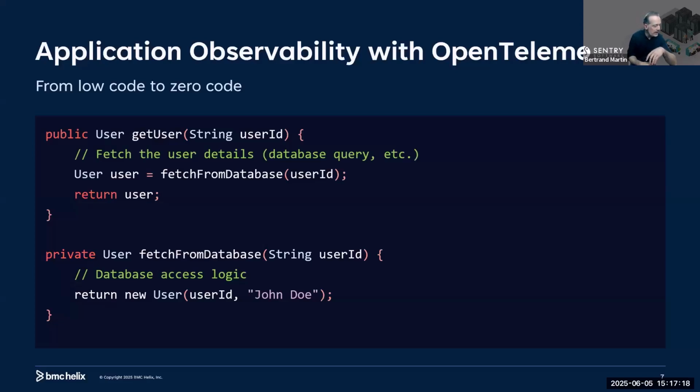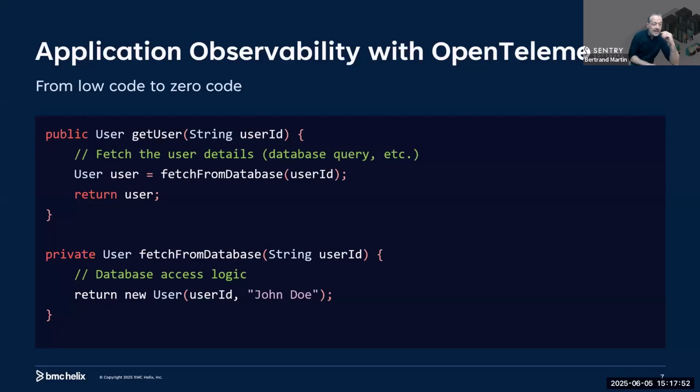So you need traces. To know about the performance of an application, you need to actually modify the code of the application. That's how observability works in general. So in this case, you have two methods: getUser, getting the details of a user, and then this one calls another function that fetches the user details from the database, and you want to know what is taking some time.